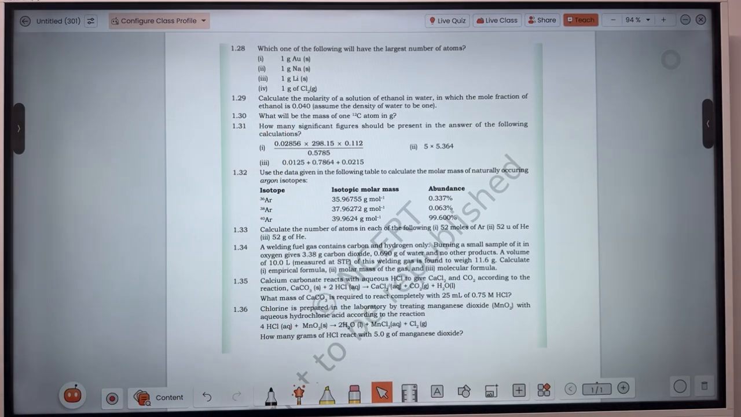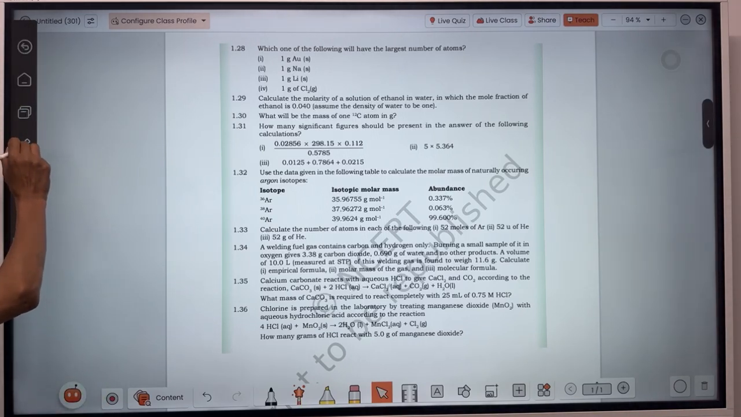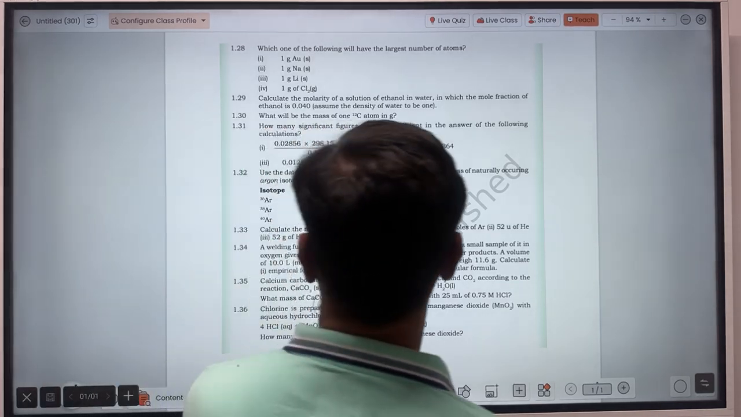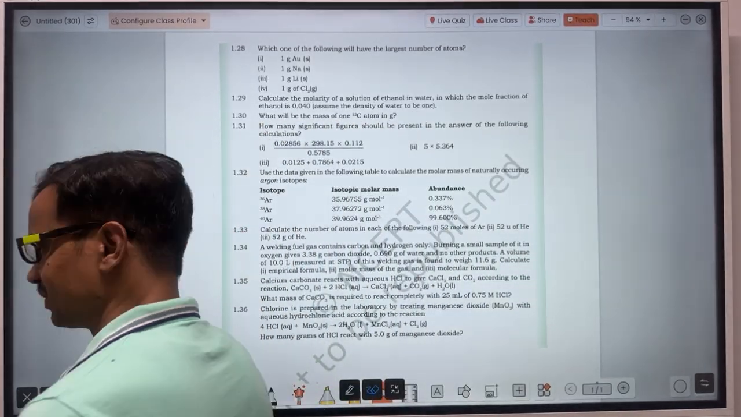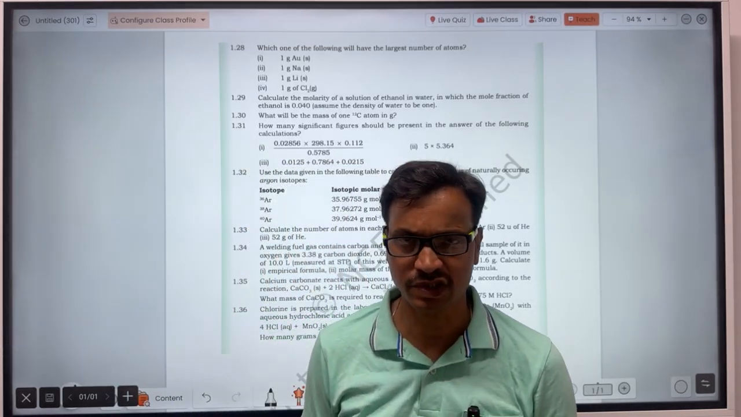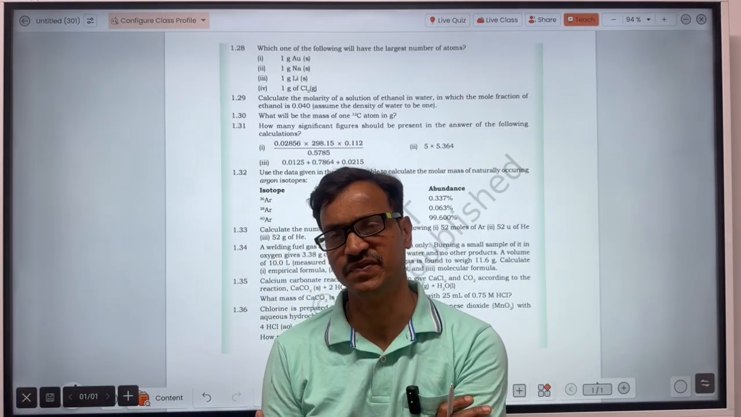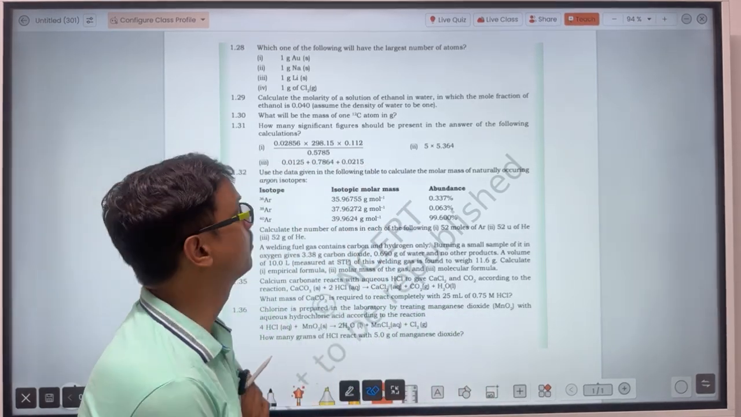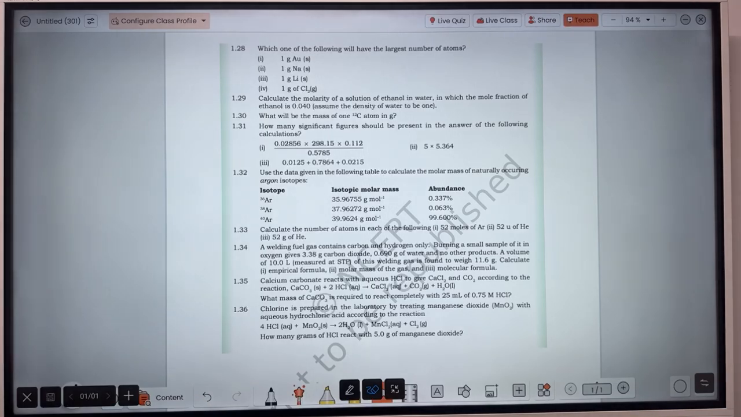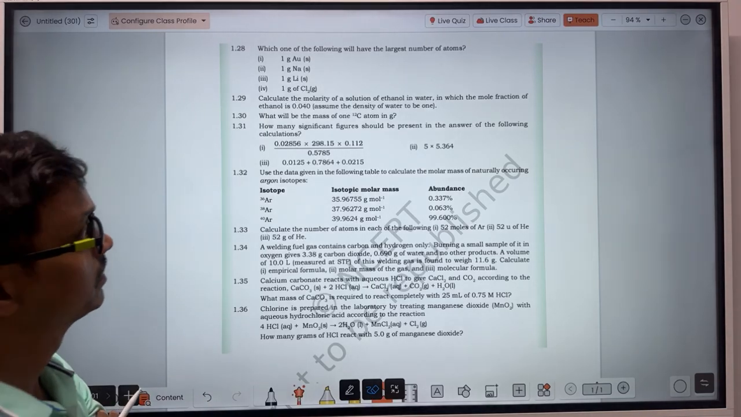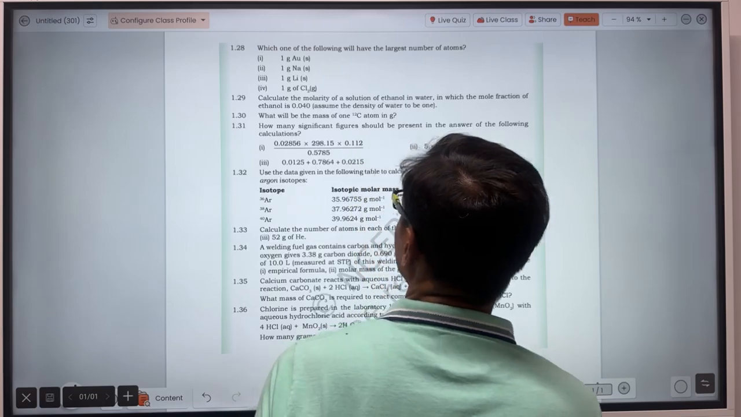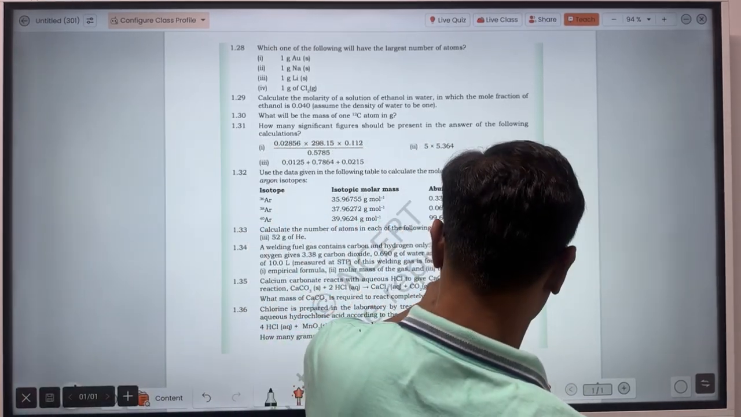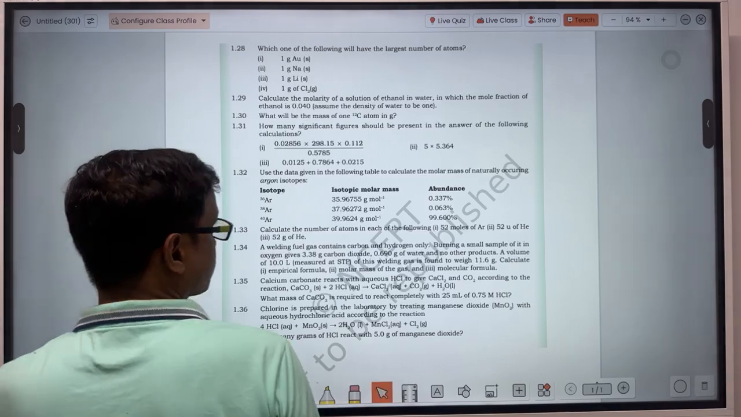The question is here: calculate the molarity of a solution of ethanol in water in which the mole fraction of ethanol is this much. Listen. Mole fraction is given and it's asking the molarity of the solution. So what's the meaning of mole fraction? It means if the total number of moles of the solution is 1, then what will be the number of moles of ethanol? Assume the density of water to be 1. Density of water here 1 is already given. So let's see.